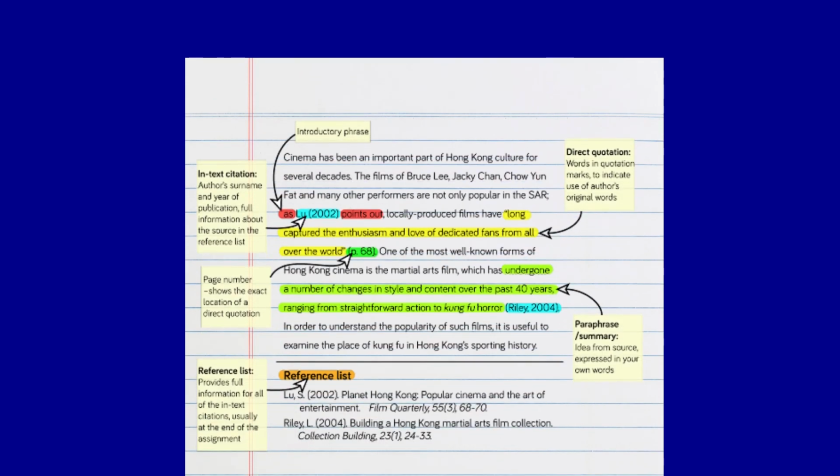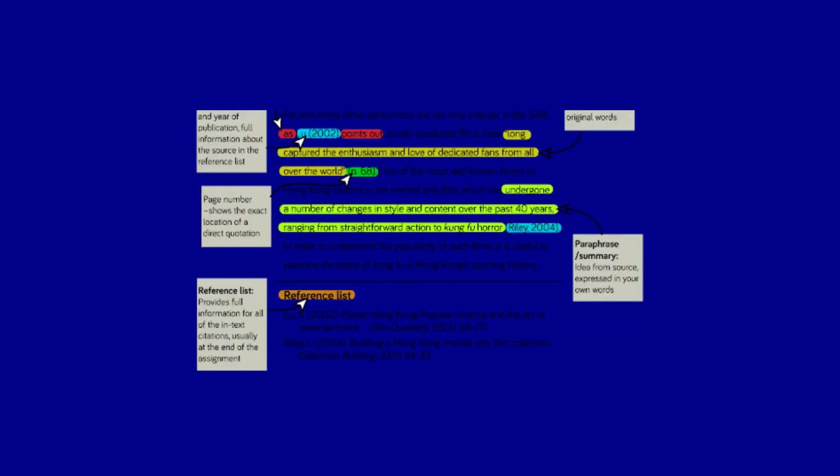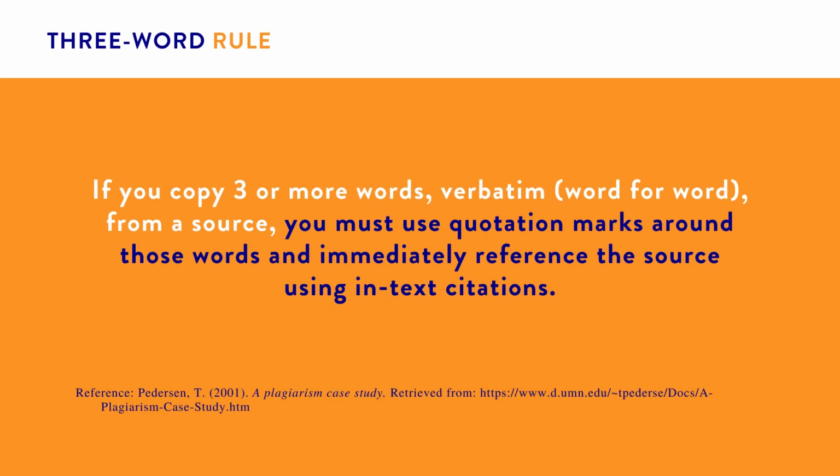This image demonstrates the correct use of in-text citations and the works cited page using the APA citation style. Notice the styling between the direct quotation and the paraphrased sentences. Another tip for avoiding plagiarism is the 3-word rule, which states if you copy more than 3 words verbatim, which means word for word, from a source, you must use quotation marks around these words and immediately reference the source using in-text citations.